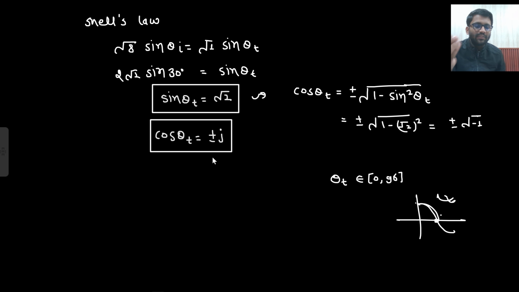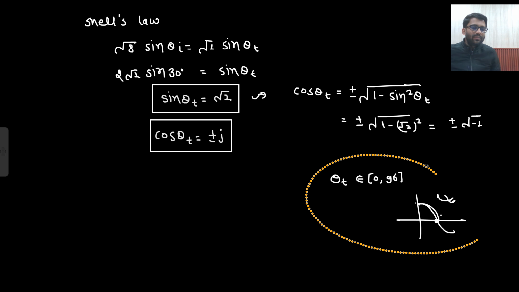But now this theta t is not practical. This theta is not practically possible because cos theta t can never be equal to plus minus j. So that's why I need to use the plus minus sign here. So cos theta t is equal to plus minus j, right?